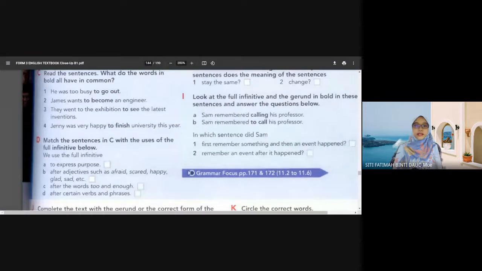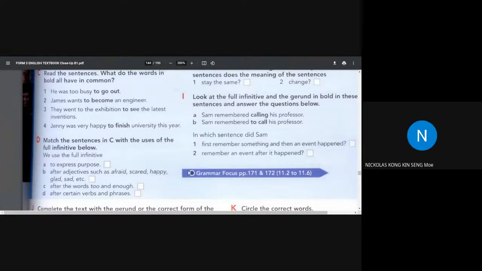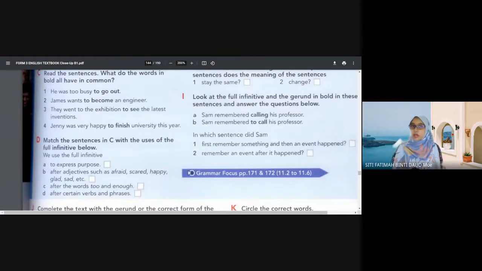Okay, let's see this together. Okay, to express purpose. Which sentence talks about purpose, tujuan? 1, 2, 3, or 4? To express purpose, tujuan. Okay, it is number? 1. Yes. Two. He was too busy to go out. This one is not purpose. He's just giving excuses, right?